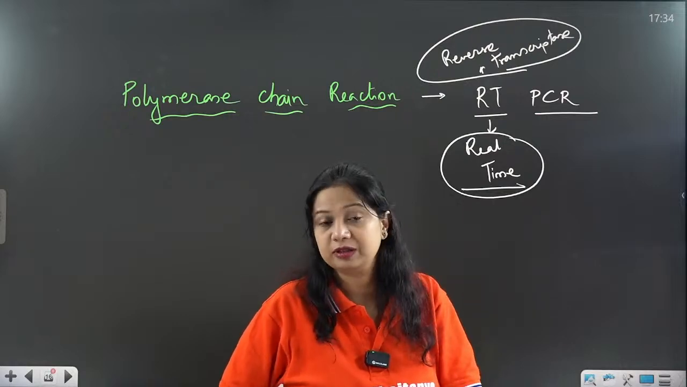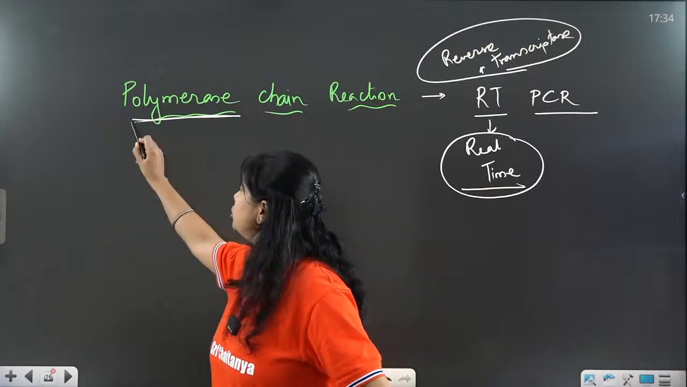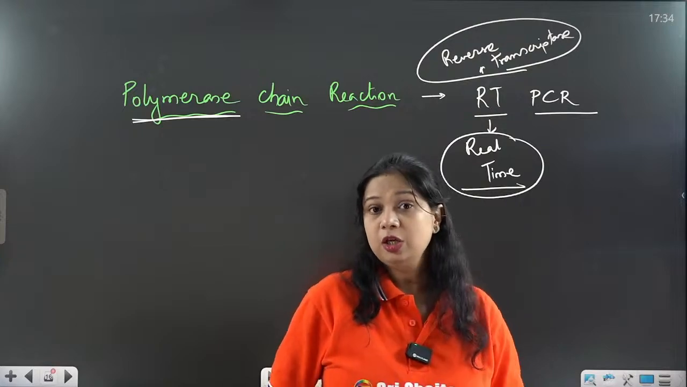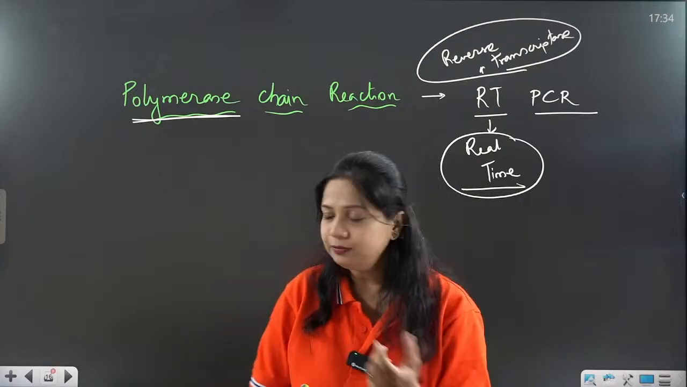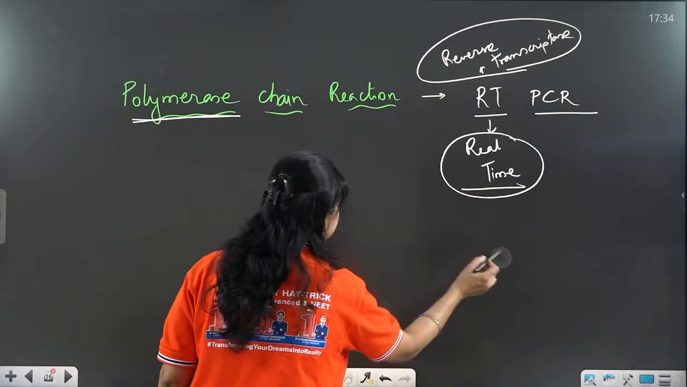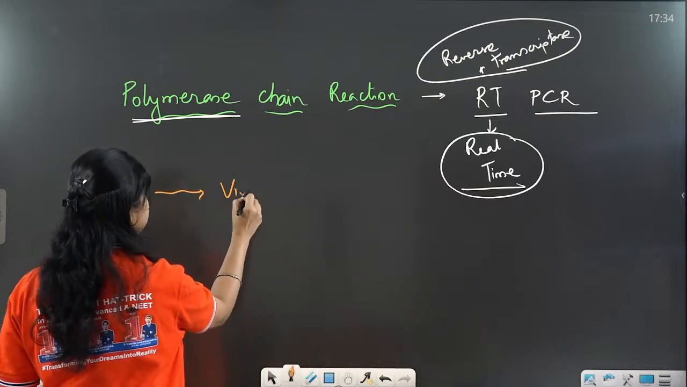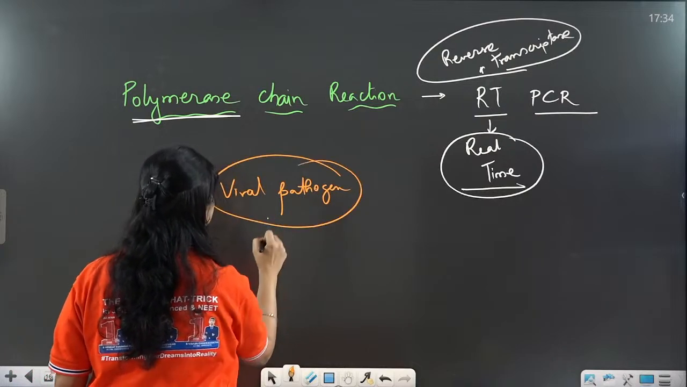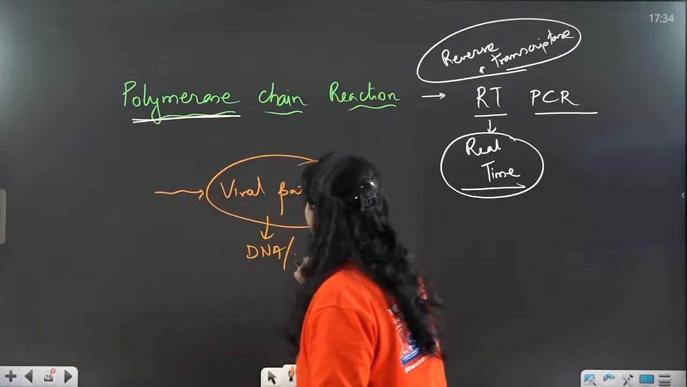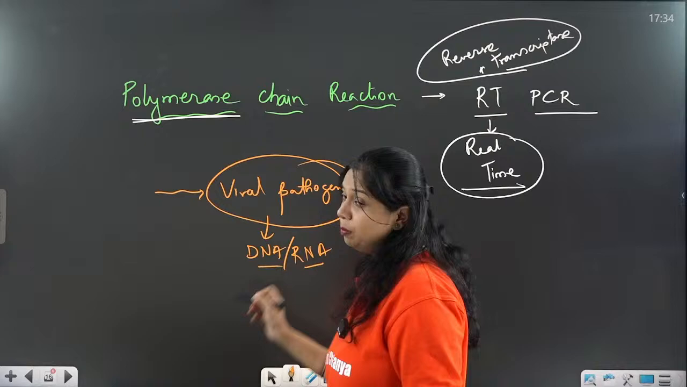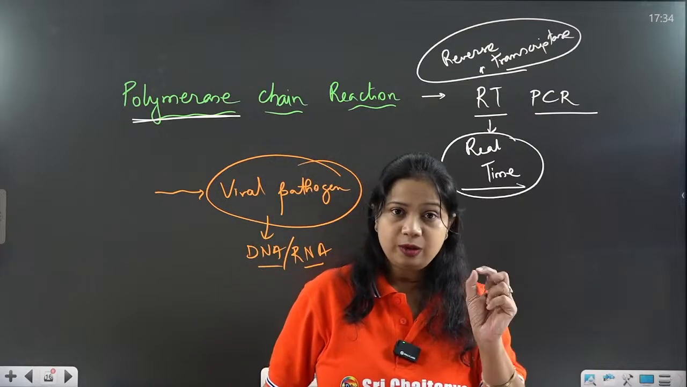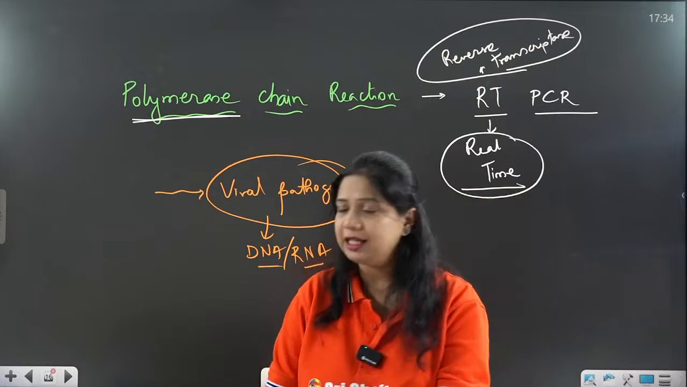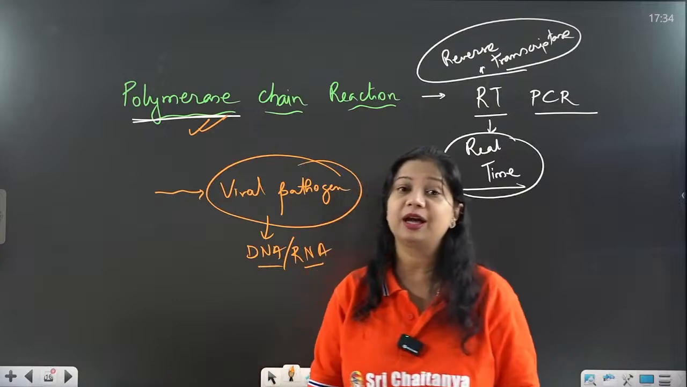Using this principle, the polymerase, polymer formation, DNA will be polymerized, and multiple copies of DNA will be produced. Using this enzyme, what do we do? If the human body is infected by a viral pathogen, the viral pathogen will definitely have either DNA or RNA. So this DNA or RNA present in the body or the blood of a human being will be taken and it will be amplified multiple times, a million times, using the polymerase chain reaction technique.